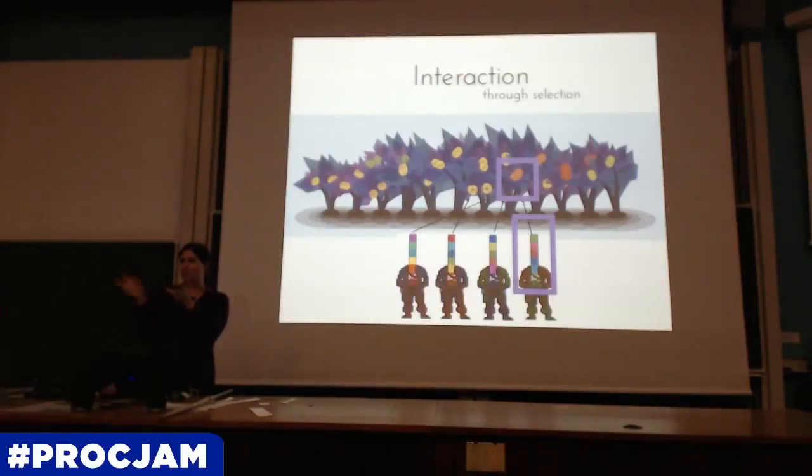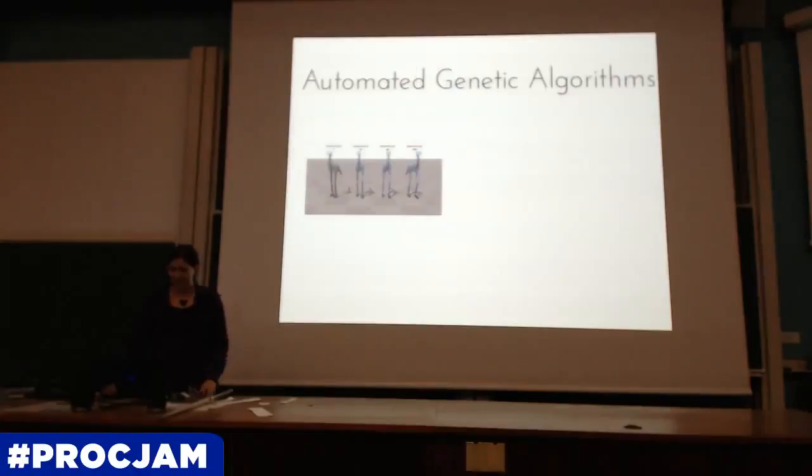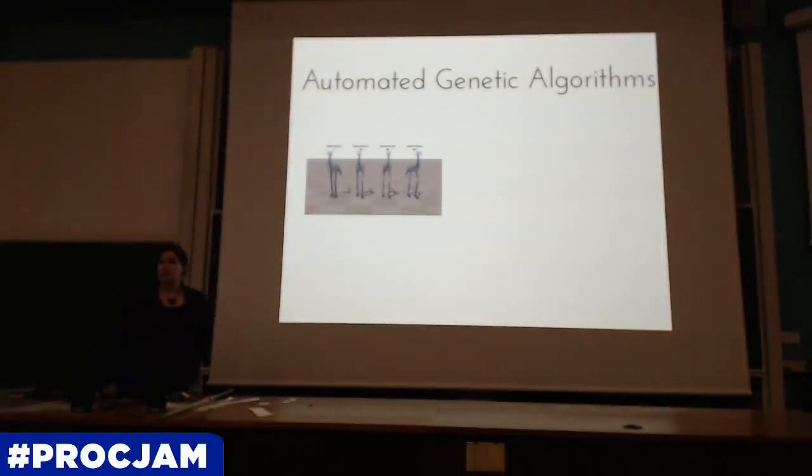So that's our little flower generator. And then you have genetic algorithms, like I just showed you. Pick the one that wins, make babies. Pick the one that wins, make babies. You could also do this from an automated metric.